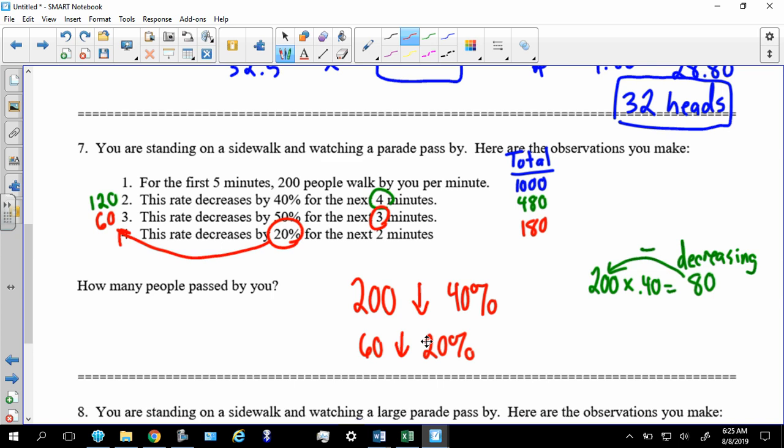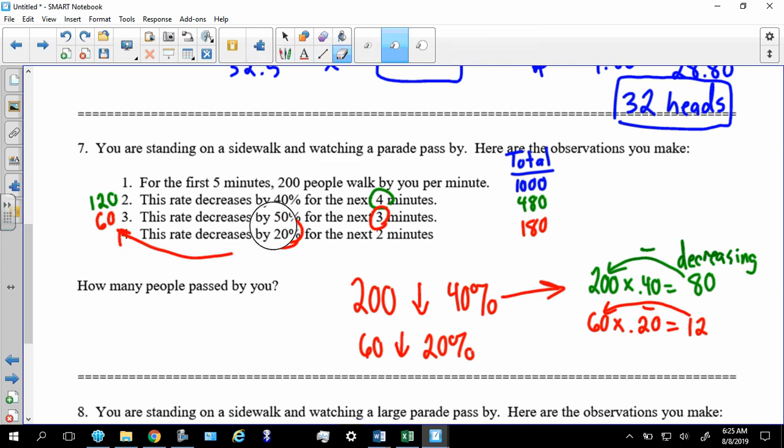60 goes down by 20%. All right? So just like what we did over here, off to the side, I'm just going to say, okay, 60 times 0.20, that gives me 12. And then I'm going to take it and subtract it from 60, which gives me, let me clean this up a little bit, which gives me, I'm going to write this in green so it stands out, 48. So 48 people are walking by you for the next 2 minutes. And you do the math, that gives you 96.